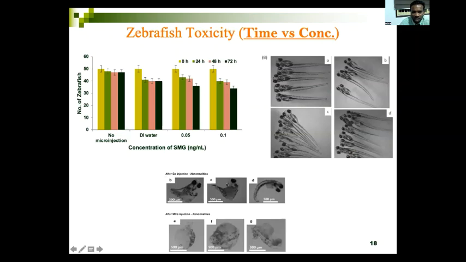So these are the biocompatibility results. When you inject smart magnetic graphene into the zebrafish, mostly they are healthy, and there is no abnormality. So we can say that smart magnetic graphene is less toxic to the aquatic environment or even humans, so it's biocompatible. Next one, please.